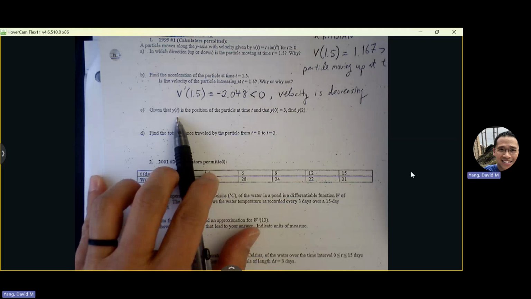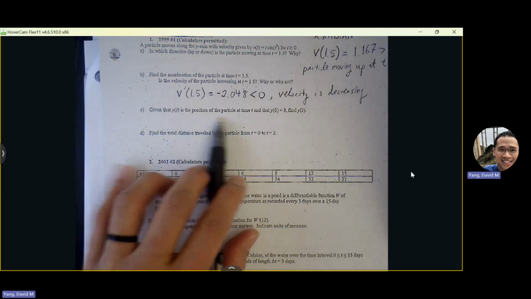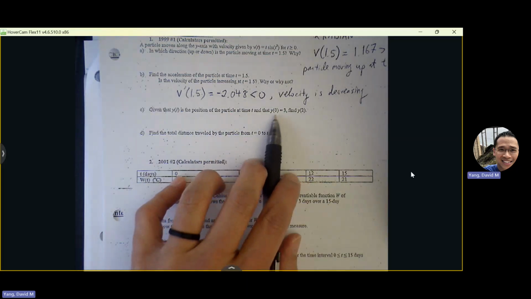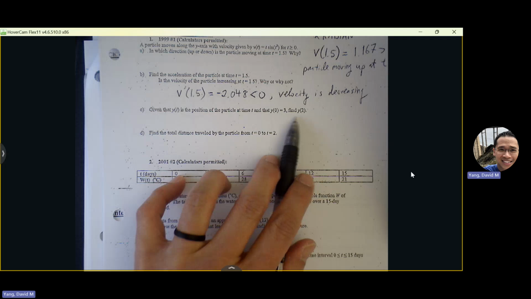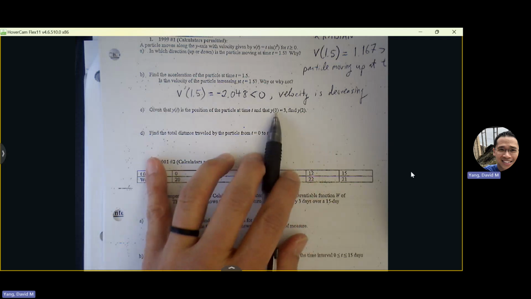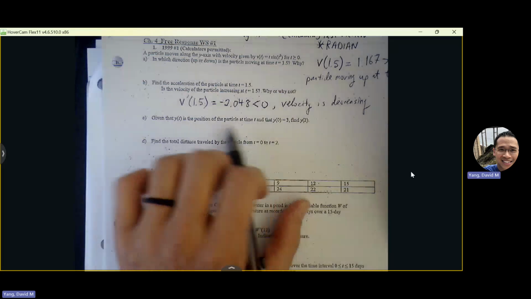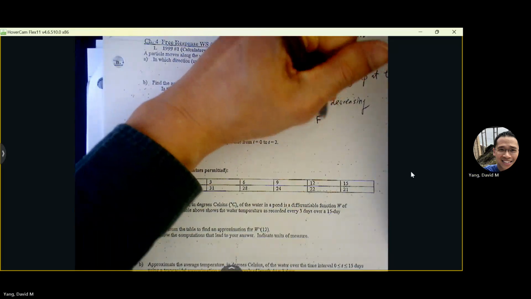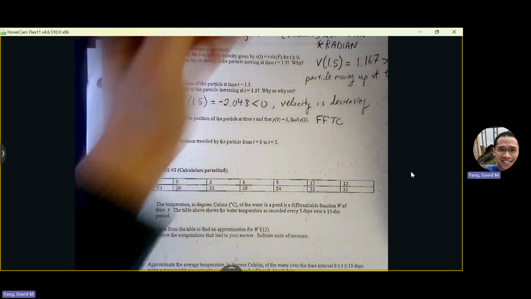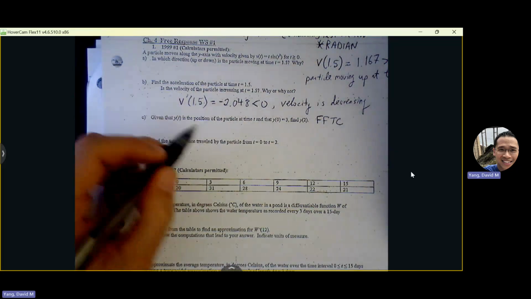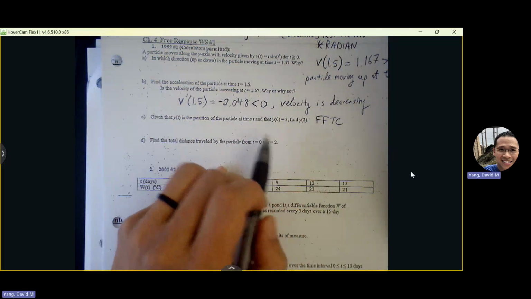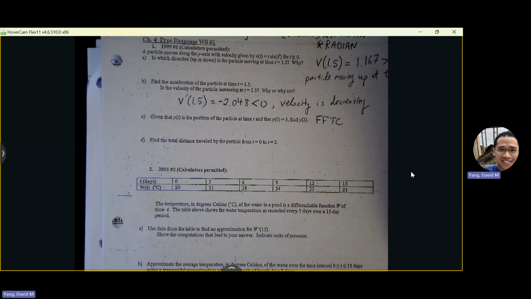Okay, part C, given that y of t is the position of the particle and y of 0 equals 3, find y of 2. Now, we don't have our y function in front of us. All we have is velocity right now. But if we rearrange the first theorem, we can actually create a situation where it's beneficial for our particle motion problem.